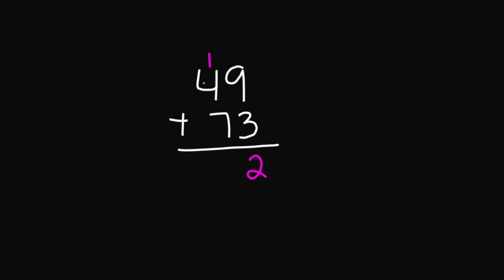1 plus 4 is 5. 5 plus 7, that's going to give us 12. So your final answer is 122. Let's try 17 times 49.